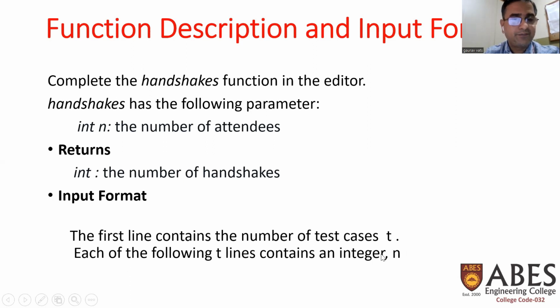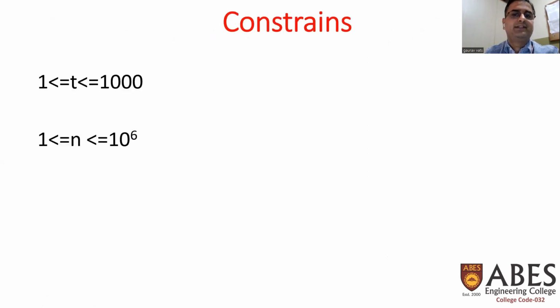And what is small n? Small n is the number of attendees. Now, this is the constraint. The constraint says that small t should be between 1 and 1000, meaning the number of test cases should be at most 1000. In a similar manner, small n should be less than 10 to the power 6, meaning the number of attendees should be less than 10 to the power 6. It's a big value, but still manageable.